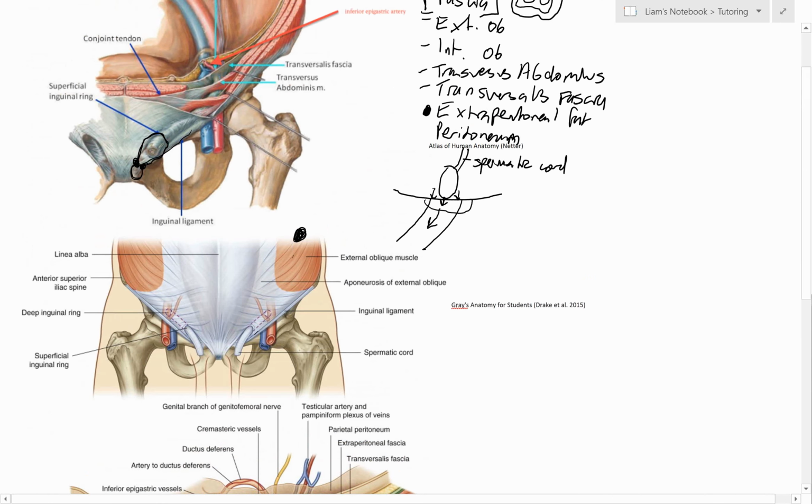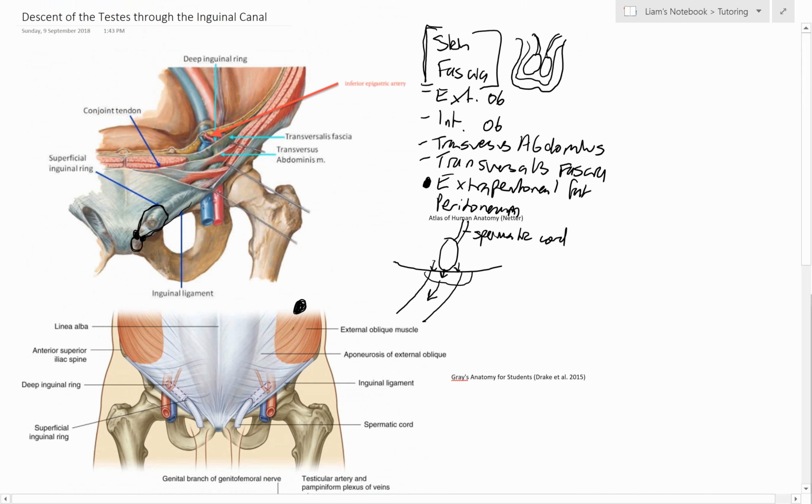Hopefully that makes a little bit more sense. And so in the next video, we're going to discuss what can happen with this clinically. The best examples of how this is clinically relevant is when we talk about hernias. There's an indirect and a direct hernia. So if you're interested in that, stick around for the next video.